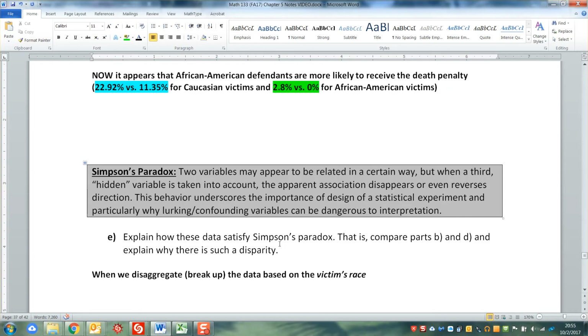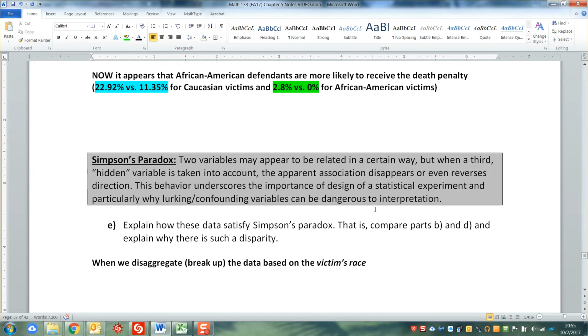All right, so what's happening? This is called Simpson's Paradox. It's when two variables seem to be related in a certain kind of way, but when a third hidden variable is taken into account, like a lurking variable, so in our case, the victim's race is taken into account, it breaks the data apart in such a way that you're able to kind of explore what's going on in the background. And you can see that there is actually something else going on that you couldn't find out in the first place. You have to pay attention to how you develop these studies and how you break apart the data.